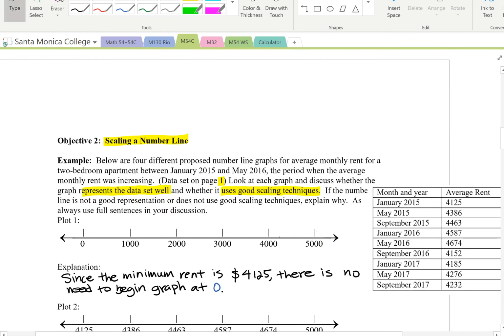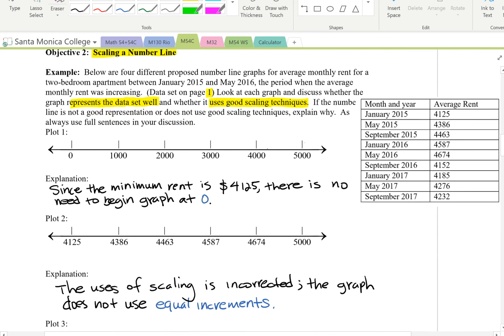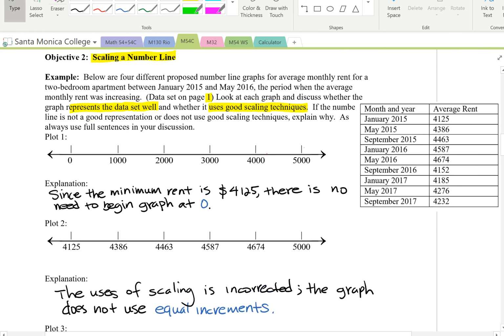Let's look at objective 2. Here we're going to review how to make a good number line. Good practice for a number line is to always make it using good spacing. Notice the good increment and good spacing, and make sure it doesn't show any unnecessary part of the number line. So let's do this example here.